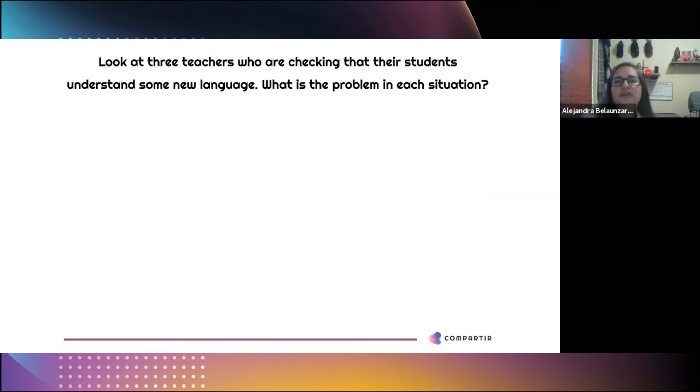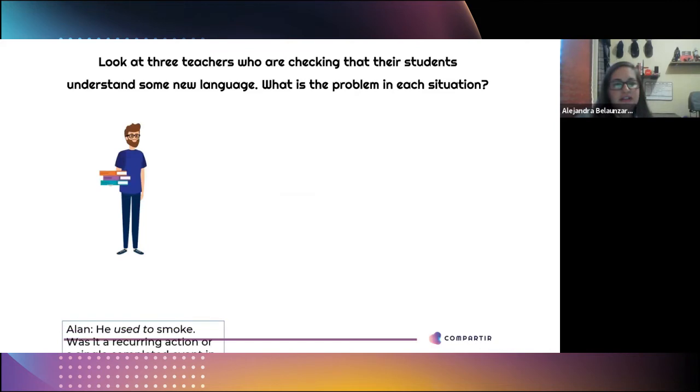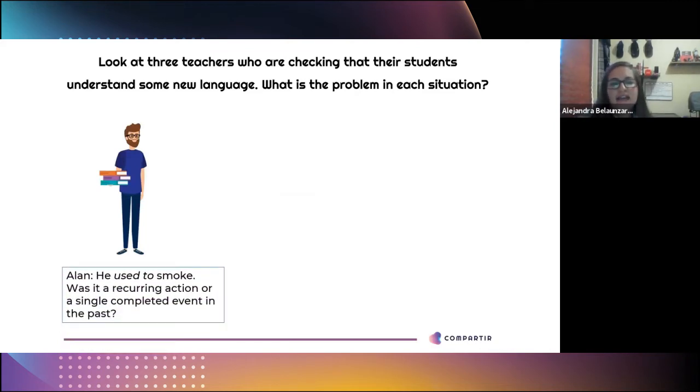Now, I am going to show you 3 teachers. Probably you are going to be able to relate to one of them, probably not. And I want you to tell me which is the problem in each situation. I have this person who is teacher Alan, and he is presenting an example to his class. He said he used to smoke. And then to check the students' understanding, he asks, was it a recurring action or a single completed event in the past? Do you think that's a good way for checking understanding?